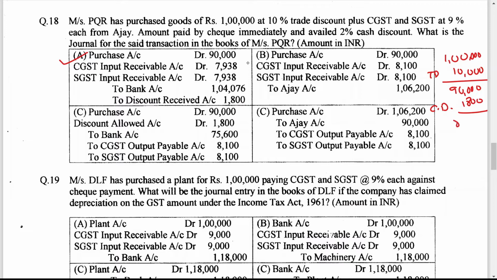So now what is left? 88,200 will be left. Now on that amount you have to charge CGST and SGST at the rate prescribed in the example, that is 9%. If you calculate 9% of this, you will get 7,938 and 7,938. So that is how you get the answer. Purchase account debit, CGST input receivable account debit, SGST input receivable account debit, to bank account, to discount received account 1,800.